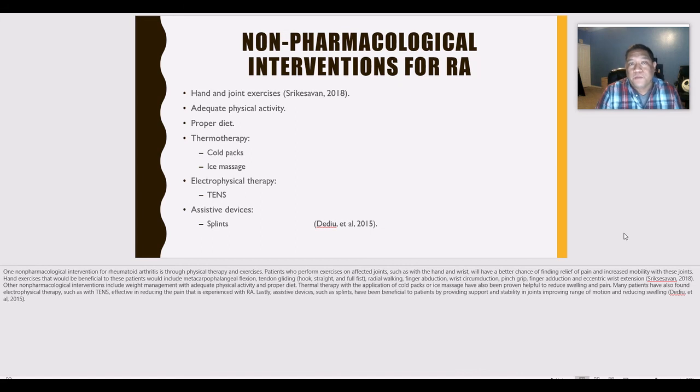There are also some important non-pharmacological interventions for RA as well. What's really important: hand and joint exercises. As I said earlier, there's a lot of joint deformation and immobility that occurs. Keeping up on the mobility of those joints can increase mobility and prevent deformation, such as with that ulnar drift. Overall physical activity is important.